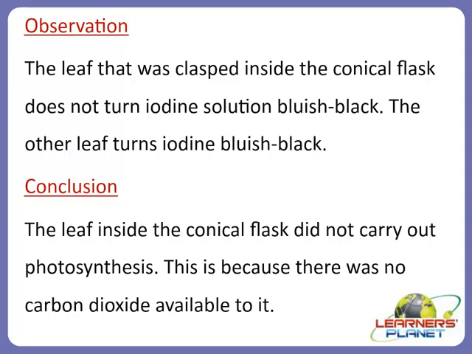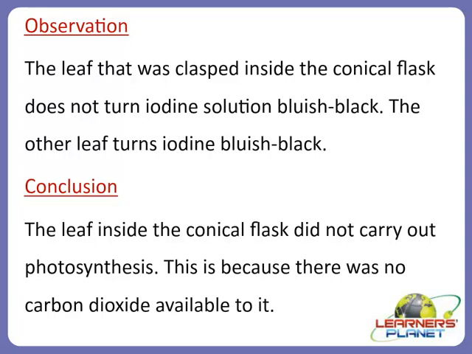We can conclude that the leaf which was present inside the conical flask did not carry out photosynthesis because there was no carbon dioxide available to it. We provided it with sunlight, we provided it with water, but we didn't provide it with carbon dioxide, and that is why there was no exchange of gases taking place when we corked a part of the leaf. That is, we corked the leaf in the flask.